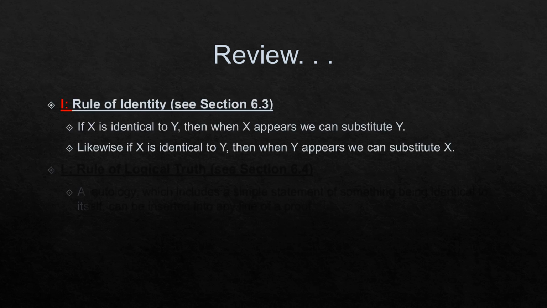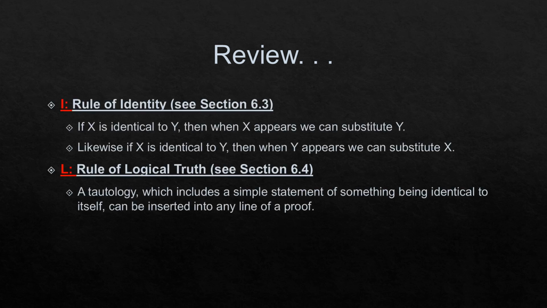Before we proceed, I believe it's important to review two rules found in the Suppes and Hill textbook. The first is from section 6.3, and that's the rule of identity. The second is from section 6.4, and that's the rule of logical truth. Both are essential in what's to come.